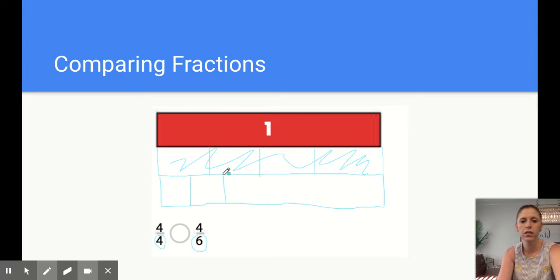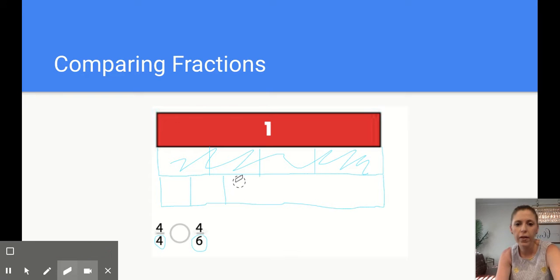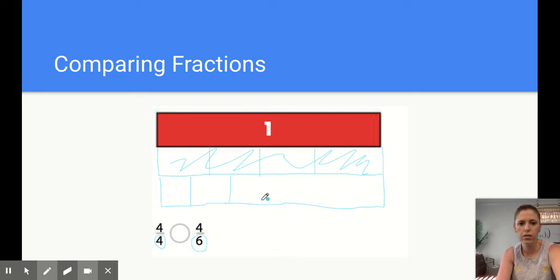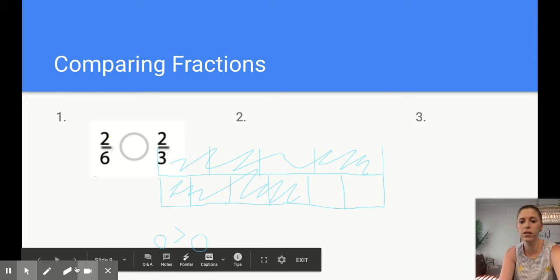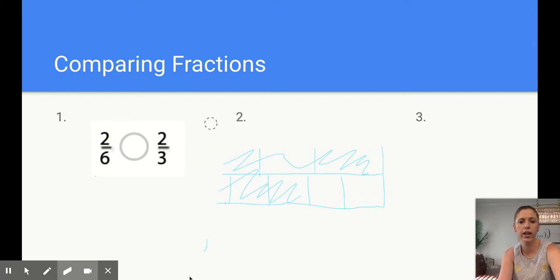1, 2. Ooh, that one is not too straight. We're trying to be as precise as possible. 2, 3, 4, and 5. And I'm going to shade in 4 out of the 6. So I can see that 4/4 is greater than 4/6. I would suggest that you draw models as you're comparing your fractions. It will help you better understand which fraction is greater than, less than, or equal to each other.